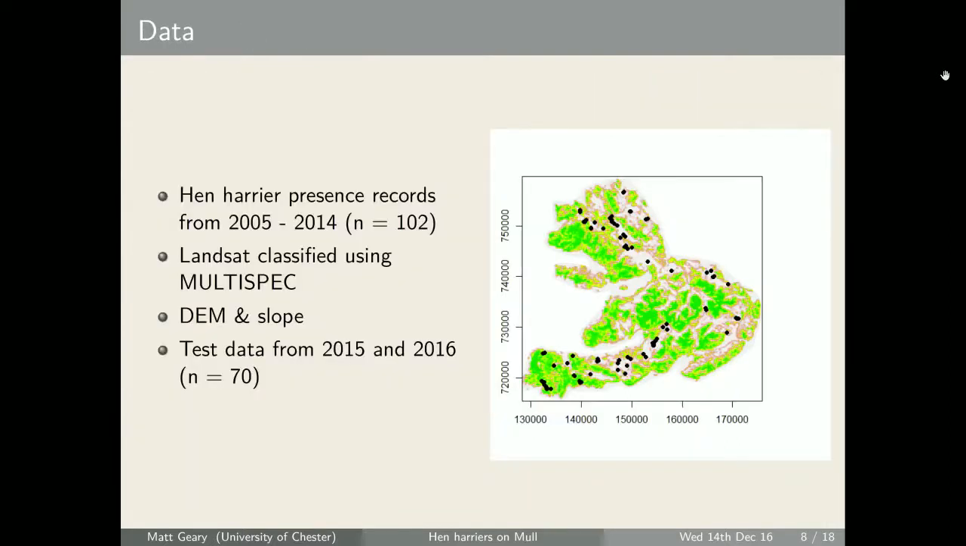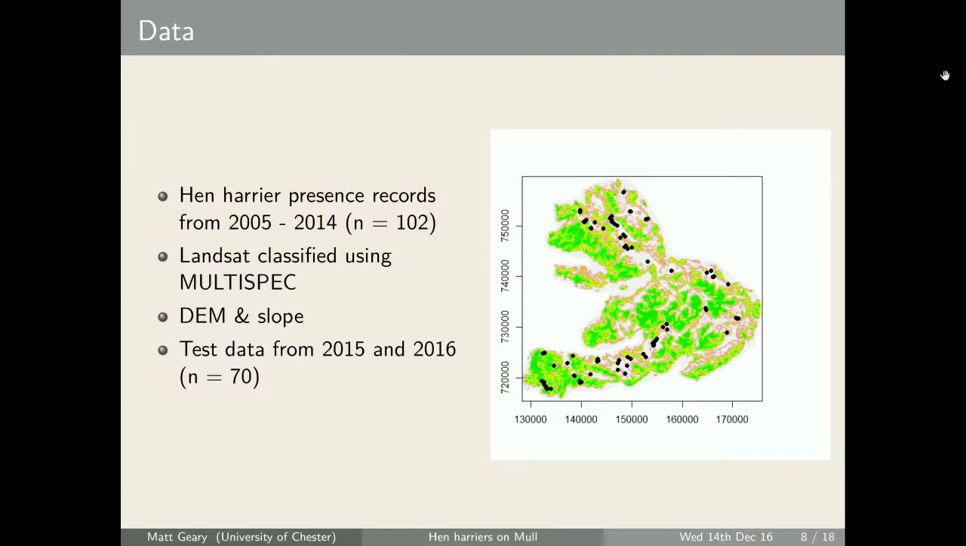So what we had was some fantastic data, really. Hen harrier presence records from 2005 to 2014 from surveys of breeding harriers. We used Landsat to classify habitat maps for the island, which were then compared against a frankly amazing national vegetation classification for the whole island and land cover maps and some national forestry inventory maps, including some very detailed maps of certain forest fragments, which allowed us to really check how those land cover maps were looking.